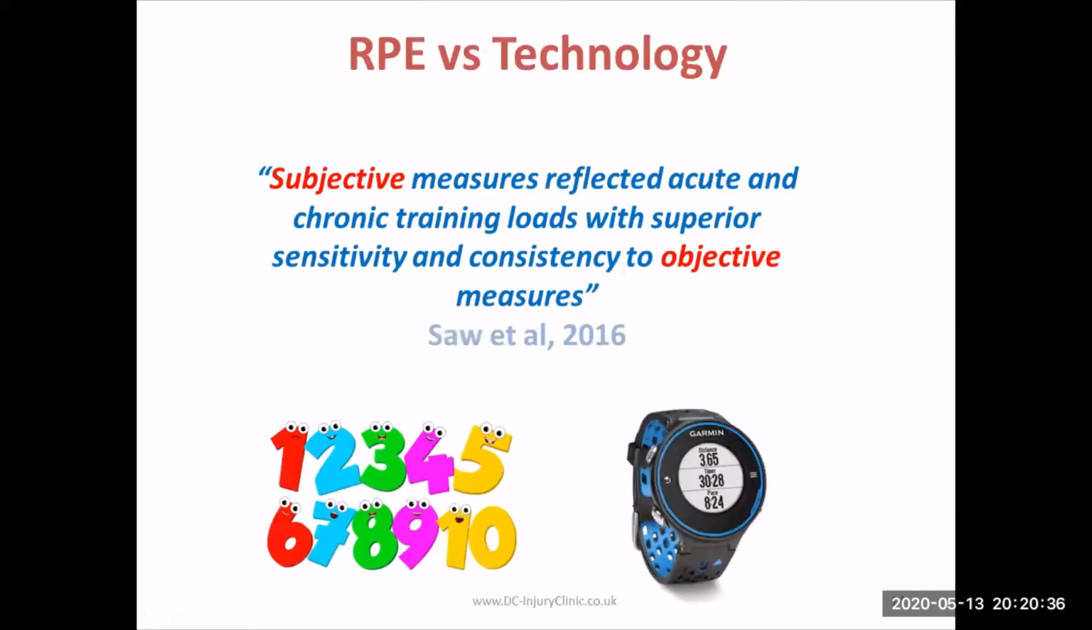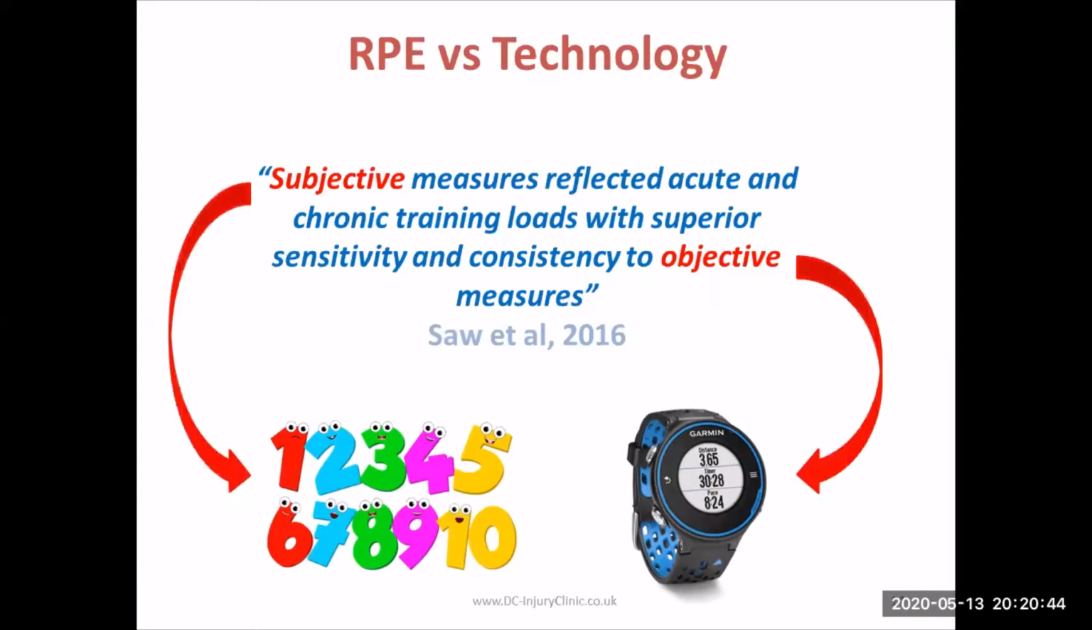So RPE, rate of perceived exertion, versus technology. I don't think it's necessarily an either or, but this was interesting. Subjective measures, which is our scale of 0 to 10, reflected acute and chronic training loads with superior sensitivity and consistency to objective measures, which is really interesting. So if you master that skill of measuring where you are on that scale, it gives you better feedback than using our technology.